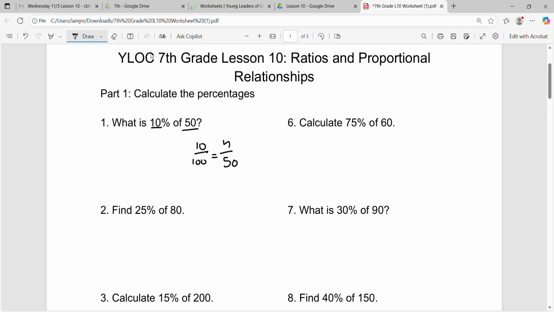Now that we've created our equation, we just need to solve it. We first simplify. Cross this one out. Get 5 times 1, cross multiply. Cross multiplying is when you multiply the top left with the bottom right, and the bottom left with the top right. So 5 times 1 is 5, 1 times n is n. So 10% of 50 is 5.